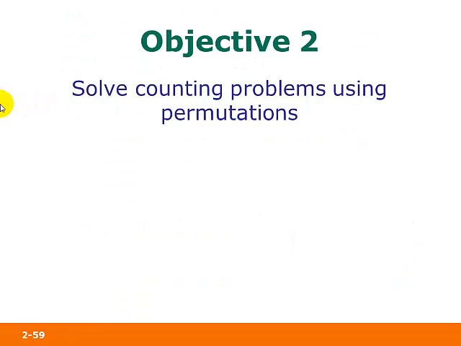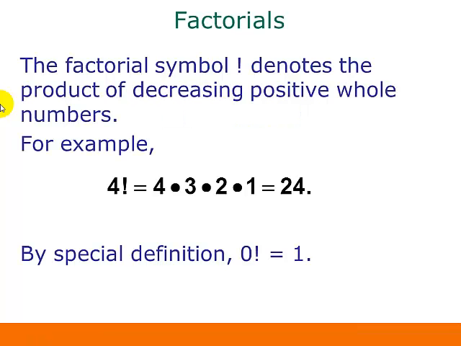Objective 2 in this section is to solve counting problems using permutations. Before we talk about permutations, we need to talk about factorials. So the factorial symbol, which is an exclamation point, denotes the product of decreasing positive whole numbers. For example, 4 factorial would be 4 times 3 times 2 times 1, or 24.